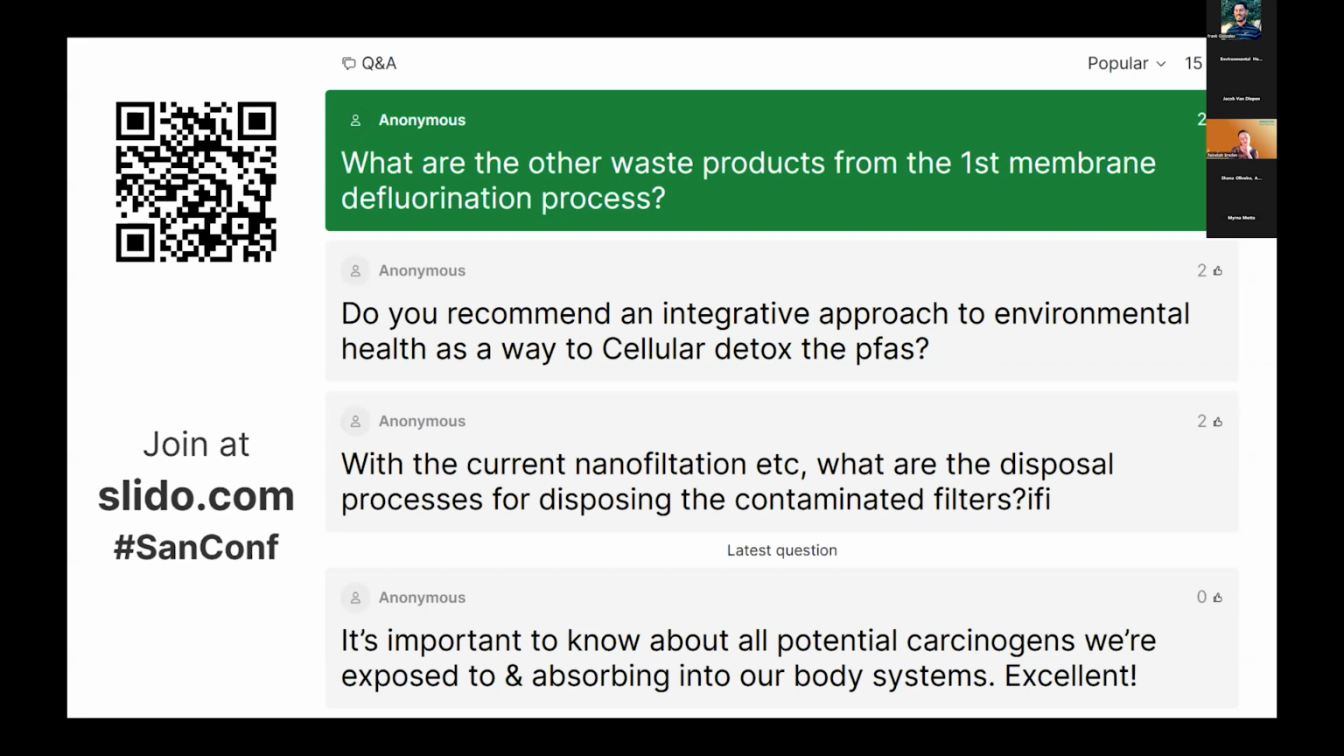But there's no real waste. It goes from stage 1 to stage 2, and there's really no waste from stage 2. There's the effluent, and whatever's in the effluent goes out to wherever it needs to go. But there's no other output stream of these processes. Interesting. Thank you. All right.